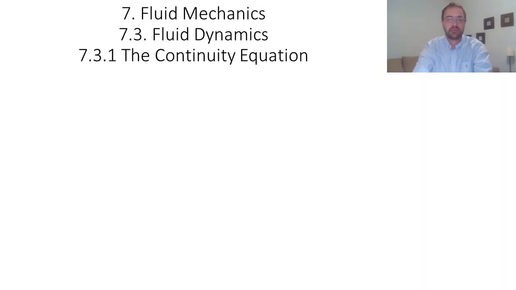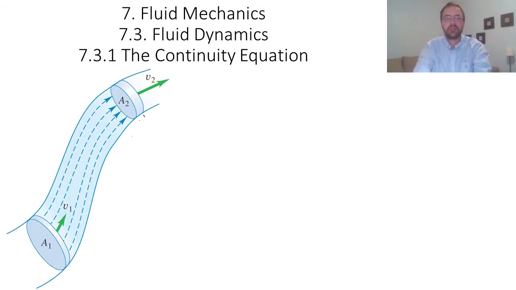And so for such flow, then we can derive a relation that is called the continuity equation. And so let's consider a flow tube. On the left side, the section of the tube is A1, and the velocity of the particles is V1. And on the right side, the section of the tube is A2, and the velocity of the particles is V2.